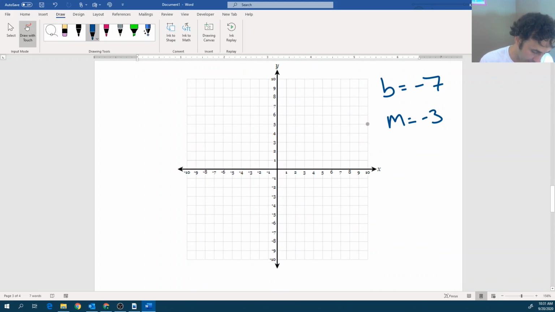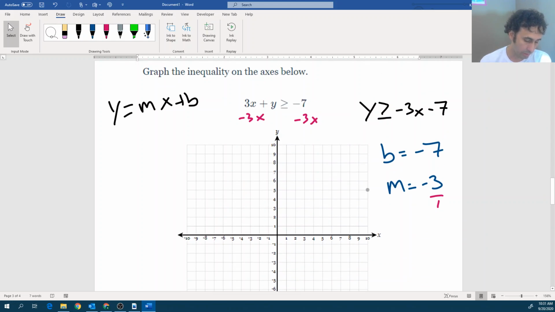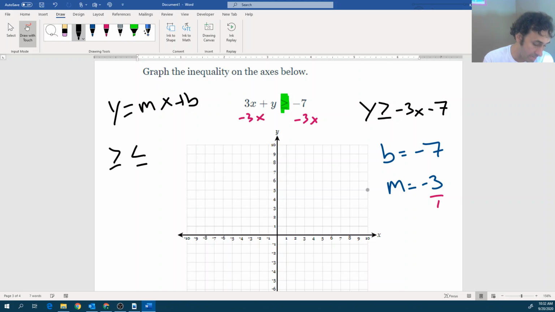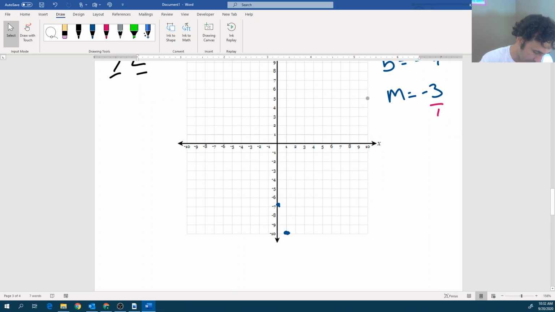So now I can plot my points. I can do negative 7 gets a point. My slope of negative 3 is negative 3 over 1, so I can go down 3, 1, 2, 3 over 1. I have some points. So now the decision is to say solid or a dotted line. Well, if we look at the original problem, because it was a greater than or equal to sign, that has that equal to portion, we know we're going to use a solid line. So I'm going to sketch this with a solid line.